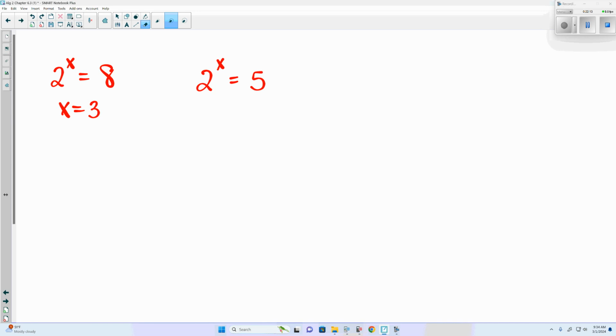How would I rewrite this as a logarithm? It would be log base 2 of 5. We don't have a way to calculate it yet, but I can calculate log base 2 of 5. We can find its value, and it will tell us what that exponent is. That exponent is going to be irrational. It's going to be an irrational number.